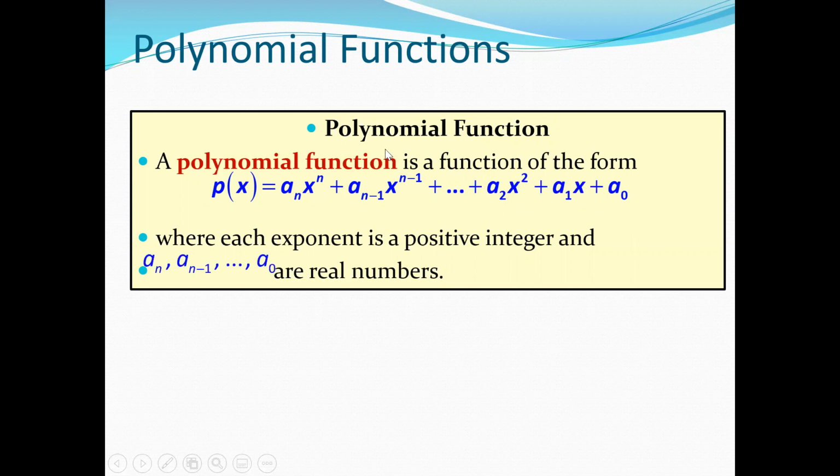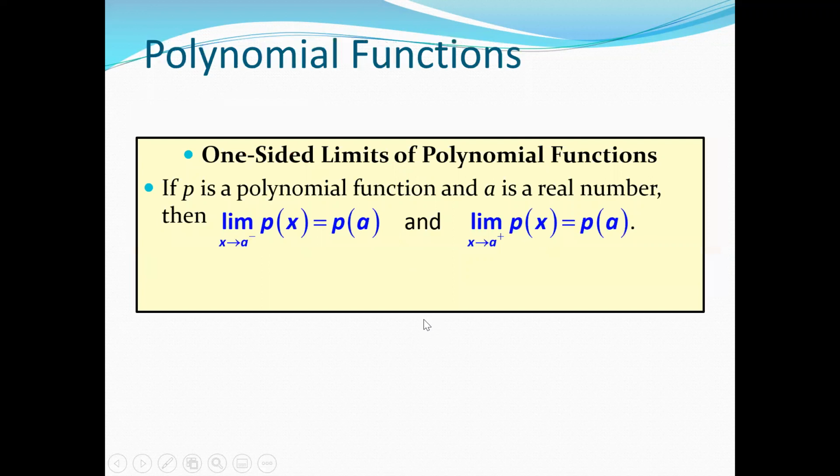Now we should know that each exponent is a positive integer. So all the exponents must be positive integers. And also the a values must be real numbers. Normally we will say that the a values are the coefficients of the x variables and a zero will be a constant value. So we start with the one-sided limit of a polynomial function.